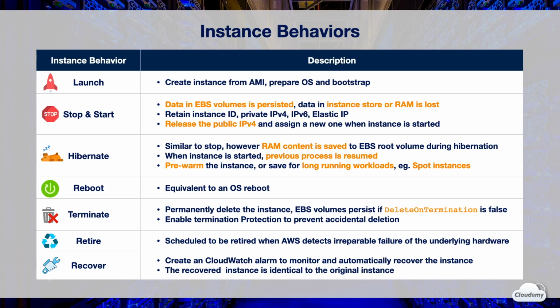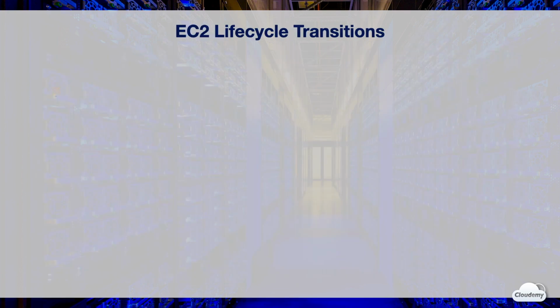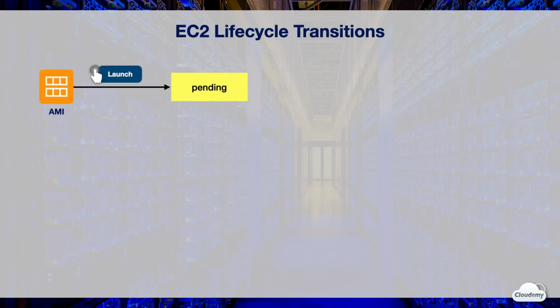You can create a CloudWatch alarm that monitors an instance, and recovers it if there is a hardware failure. The recovered instance has the same instance metadata as the original instance, such as instance ID, private IP address, and elastic IP address. After you launch an EC2 instance from AMI, first the instance enters the pending state. EC2 creates the instance, and prepares the operating system and bootstrap.